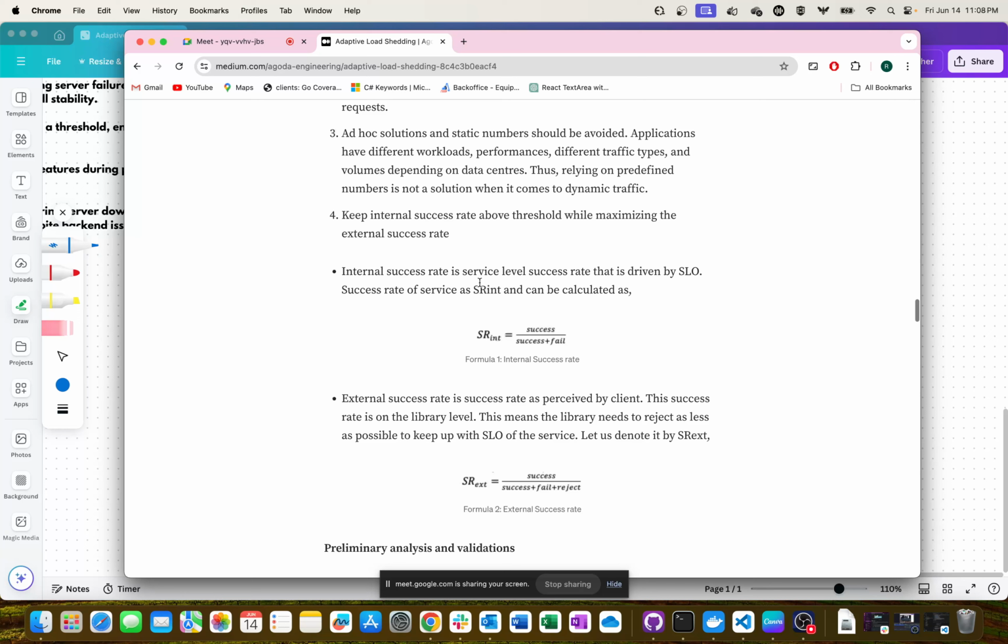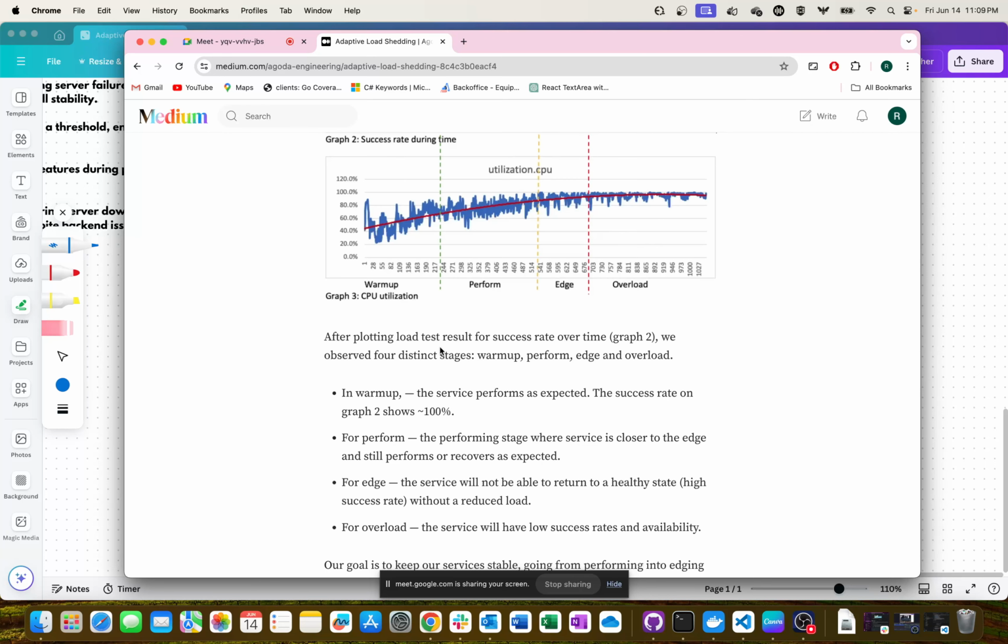These are the total requests per second. And after plotting the success rate, we observe warm up, perform, edge, and overload. They broke it down into four stages. When the system warms up, it performs. So let's say here it's warming up, and the system is as expected. Below this is underutilized, so you're losing system resources. Because if you're spinning up a container with 10% CPU usage, you're wasting 90% of your money.